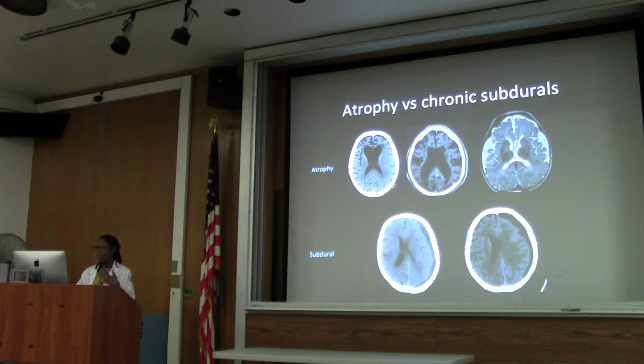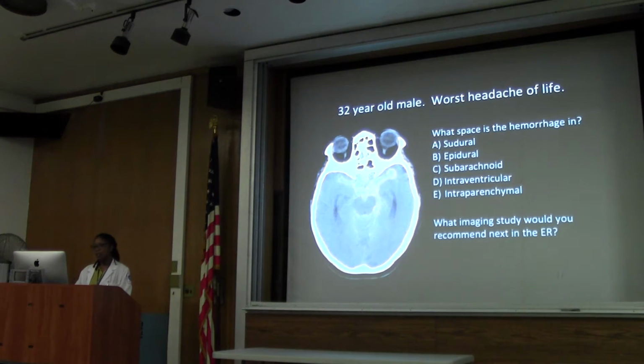And of course you can have bleeding into a chronic subdural, so that presents another layer of difficulty. But in general, if you see the sulcal effacement, then you're not dealing with atrophy, you're dealing with the extraaxial collection.